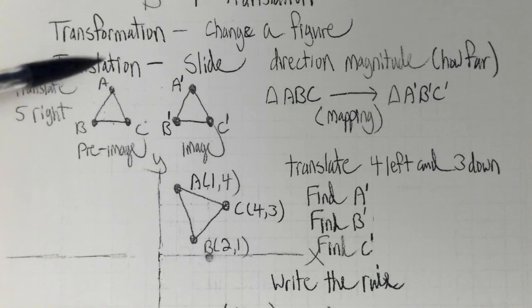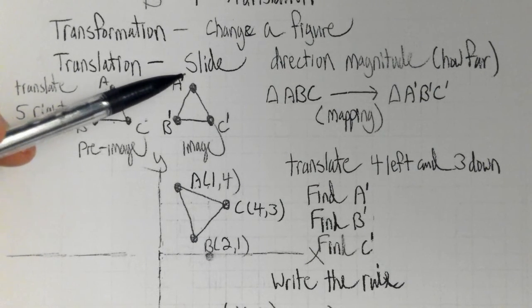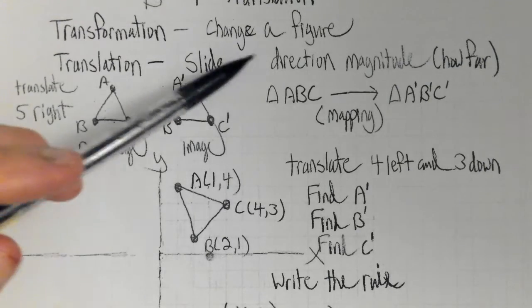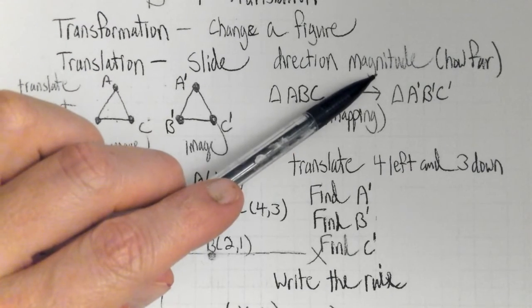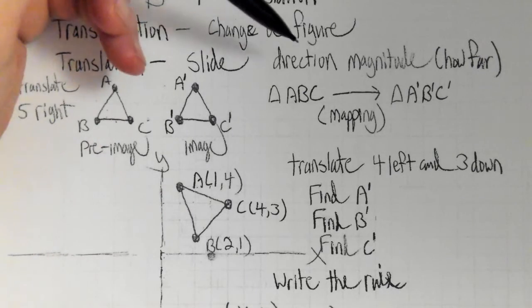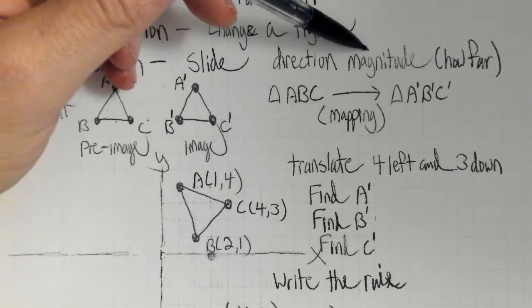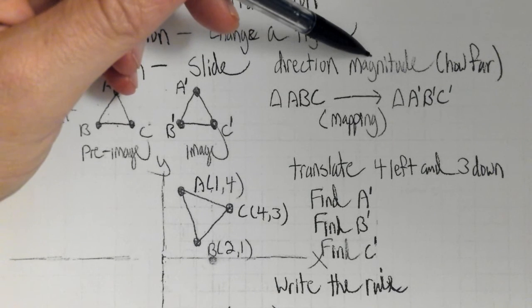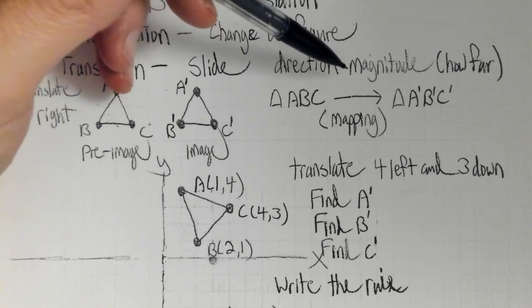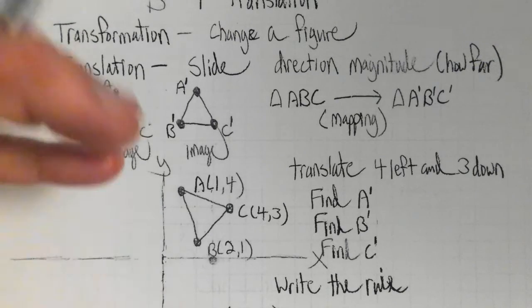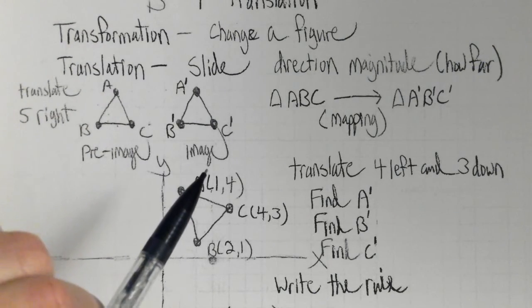The easy word for translation is slide. So it's when you take a figure and you slide it in a certain direction and for a certain magnitude. Direction is which way you're going to slide it, and magnitude is how far you're going to slide it. If you know those things, then you can perform a translation: which direction and how far you are going to slide it.